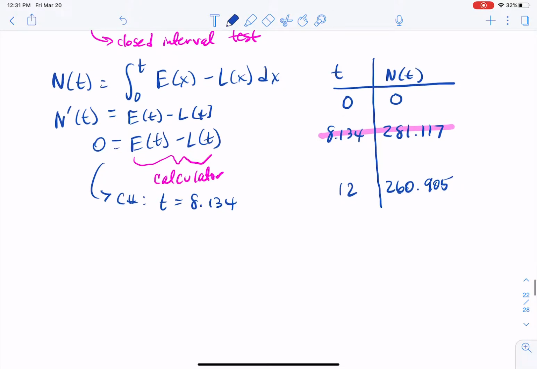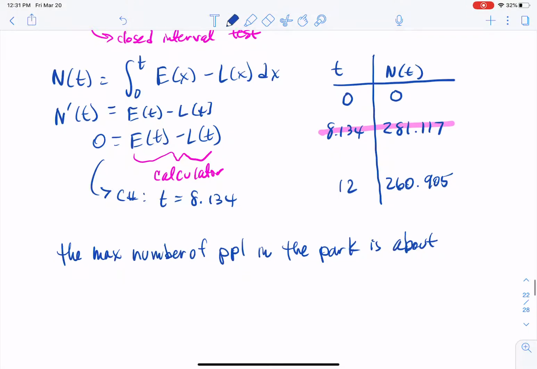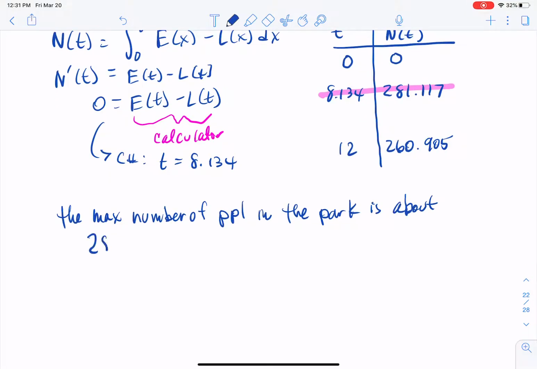So let's just wrap it up here. The max number of people in the park is about, I'm going to round that to 281 people, at t equals 8.134 hours after 8 a.m. And then that wraps up that question.